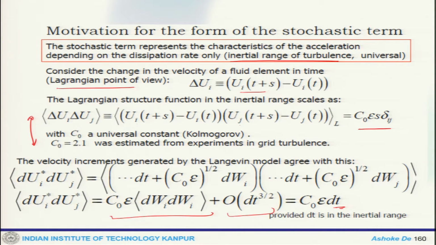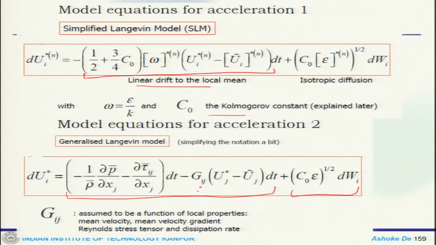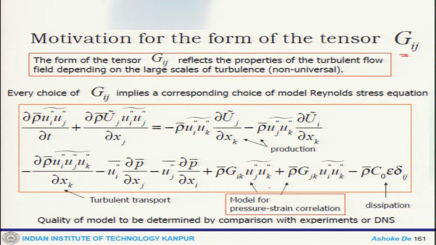So, this is coming from the stochastic physics, where you try to see the consistency between your other phenomena. Now, Gij, which is another important term sitting there, will reflect the properties of the turbulent field depending on the large scale of turbulence. So, that means if you go back here, this will actually depend on the large scale, which is non-uniform.